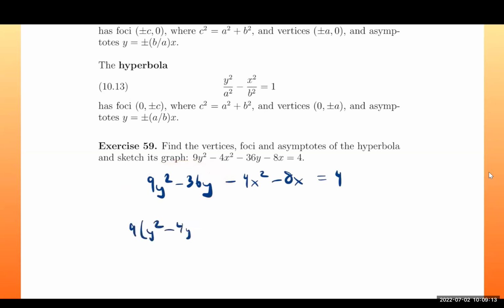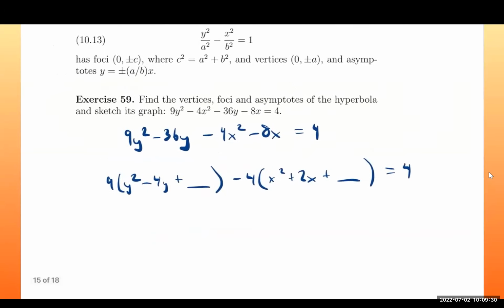Now you have to factor out a 9 so that you can complete the square. That's going to be minus 4y plus blank. We're going to have to complete the square, so I'm going to leave a blank to fill in the constant. And then for here, we're going to have to factor out a negative 4. It's going to be x squared plus 2x plus blank.